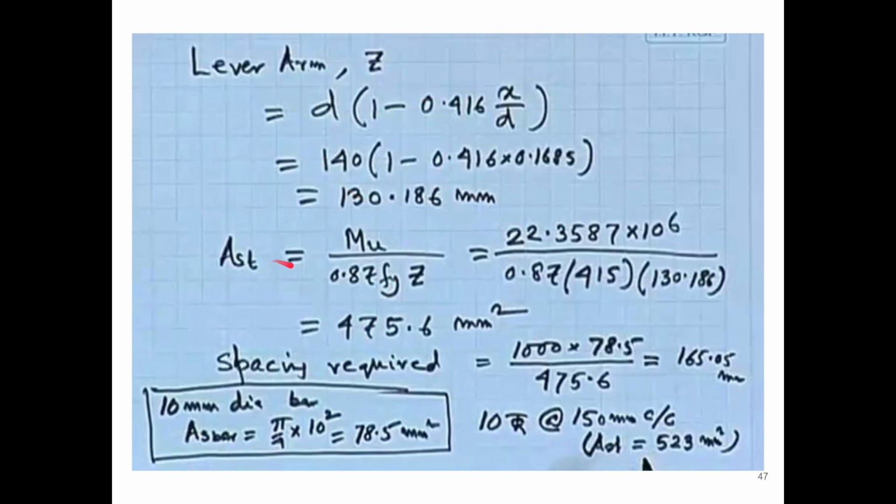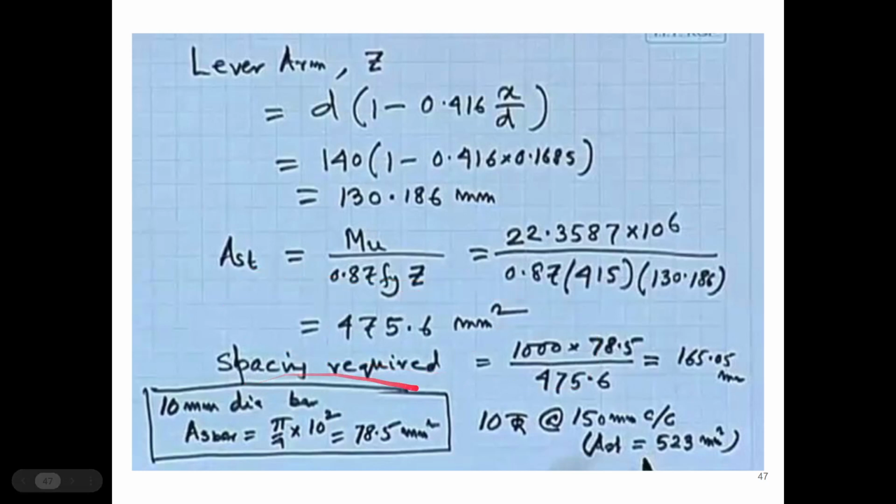And for Ast, we will again use the moment carrying capacity equation for the area of steel on the tension side. So Ast equals Mu by 0.87 fy z. The Mu value is 22.3587 kilonewton meter, divided by 0.87 into fy value 415 into z value 130.186. Solving this we get the area of steel as 475.6 millimeter square. So this is the amount of steel we will require.